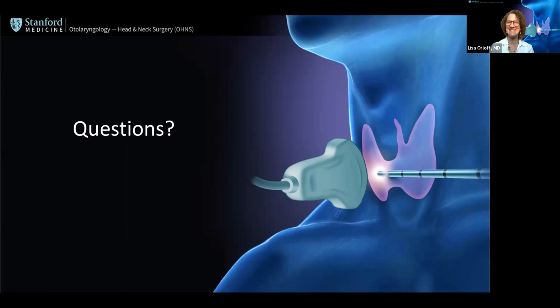Just because this was asked a couple different times, maybe one of you could comment briefly on the application of RFA in multinodular goiters. I'll let you all.